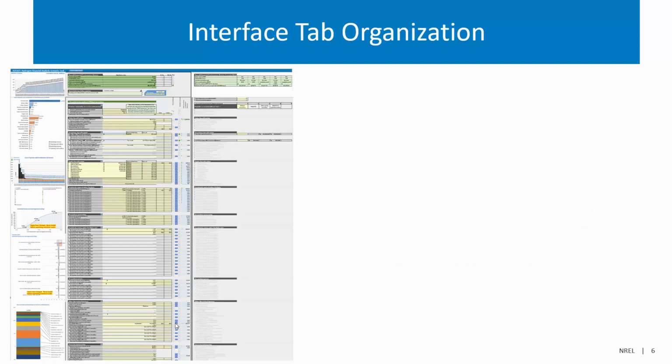We're going to go into a deeper dive of the interface tab, which is the main interface for the model. And I'm going to go over the different portions of the model. When you first open it, it's going to be a little bit overwhelming, but hopefully some of the organization is going to make more sense as I go over it.